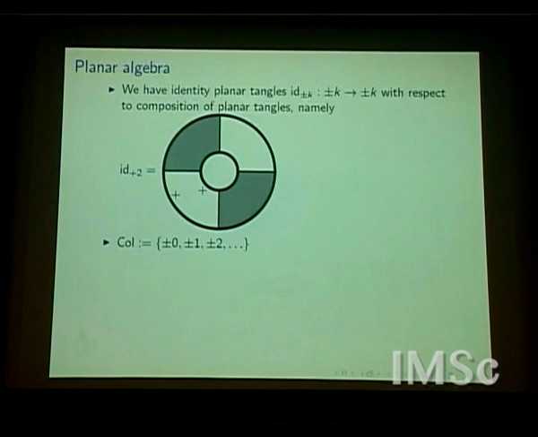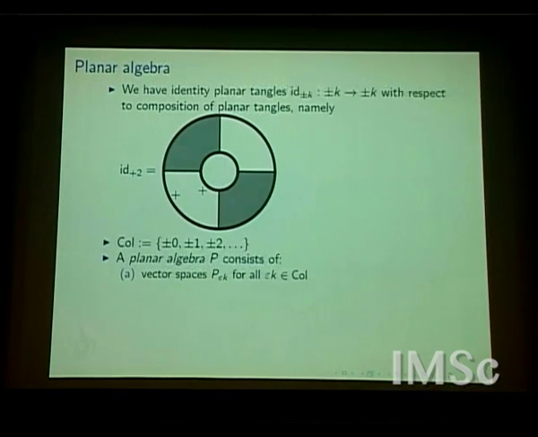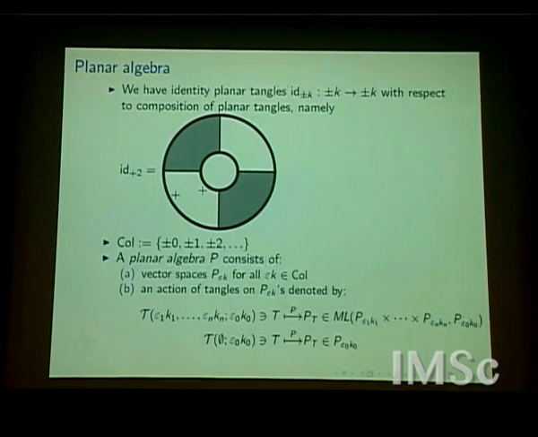Suppose we call COL the set of colors, which is a sign and a non-negative integer, I am sorry, and the planar algebra P consists of mainly 2 things. One is a collection of vector spaces, one for each color, P epsilon k, for epsilon k belonging to COL, and an action of tangles on these vector spaces. So what do I mean by that?